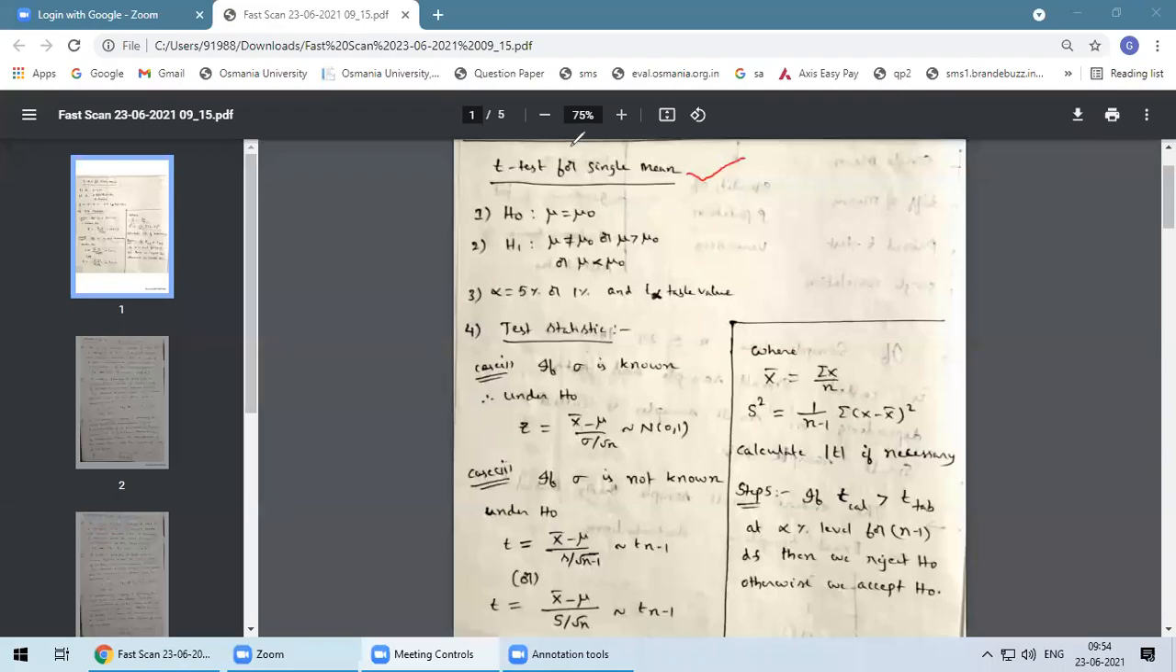So in unit number 2, we have completed the large sample tests. When a sample is called a large sample, in the previous problems we said n is greater than or equal to 30, then it is called a large sample. Now these are small sample tests.